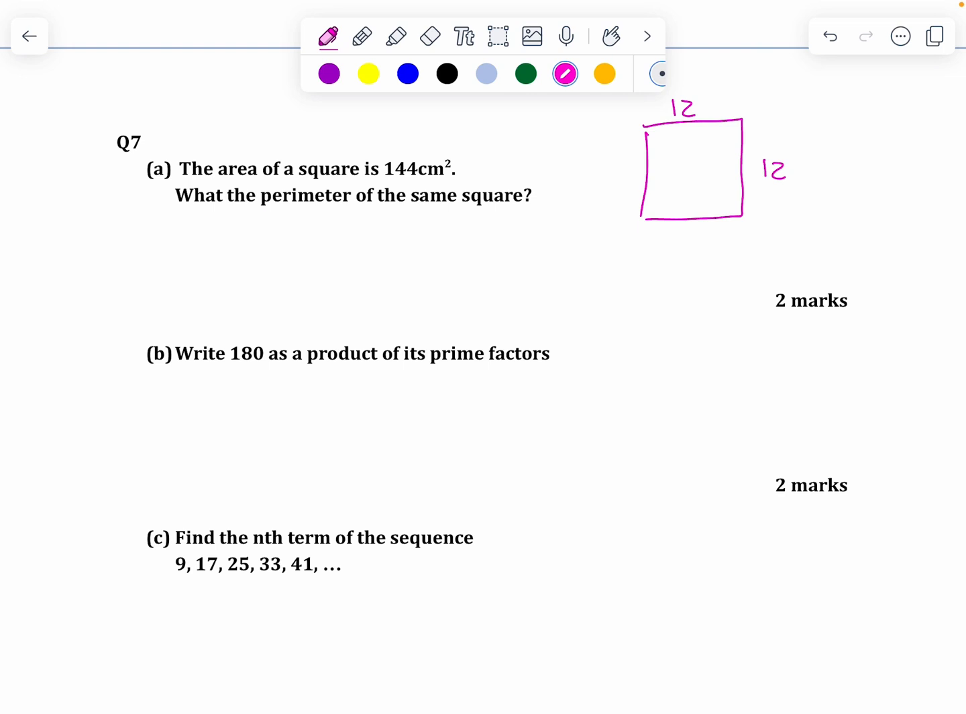So then perimeter, you add up all the sides. So we're going to do 12 plus 12 plus 12 plus 12, which is 48 centimetres. And remember what I said about writing units down.